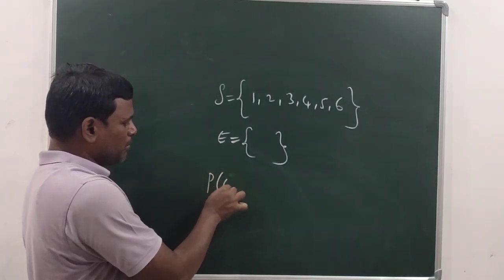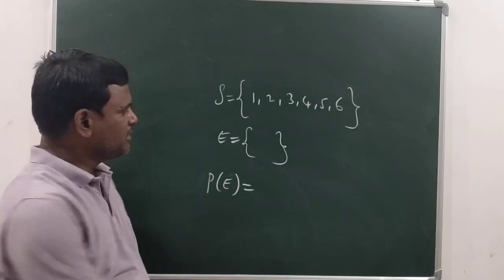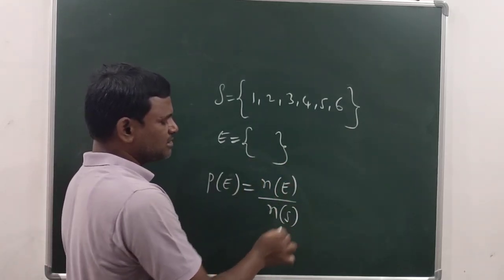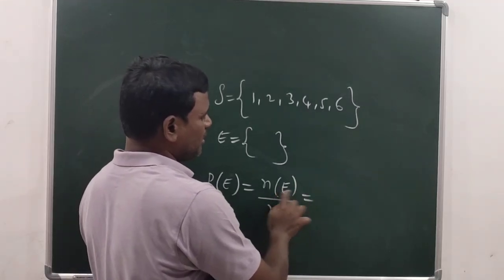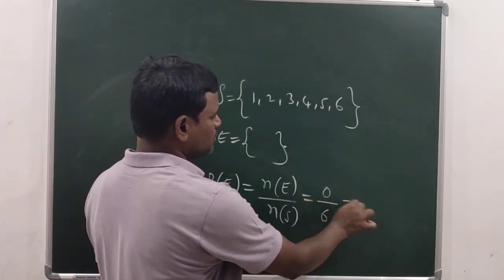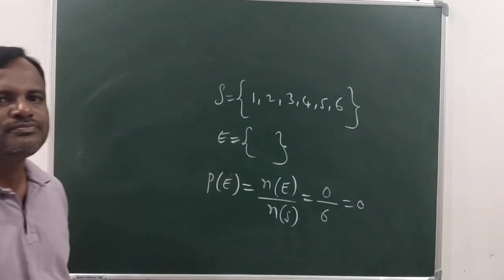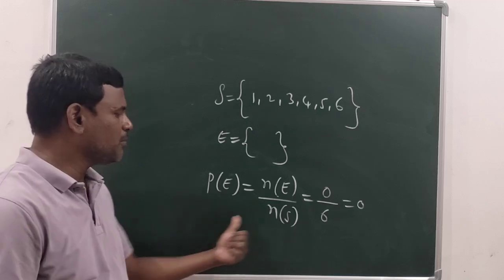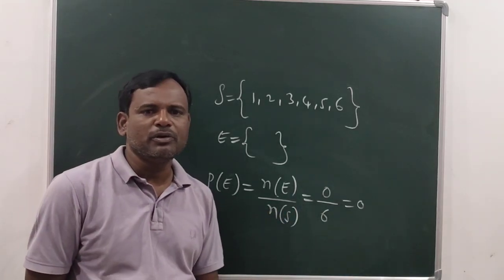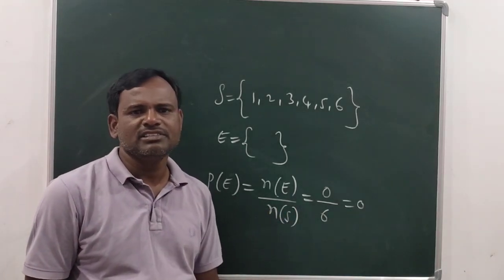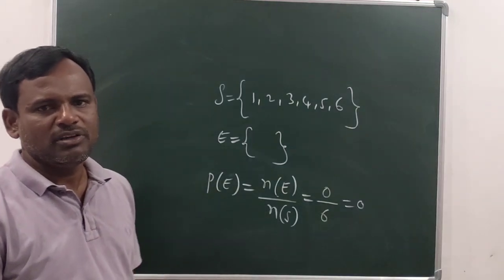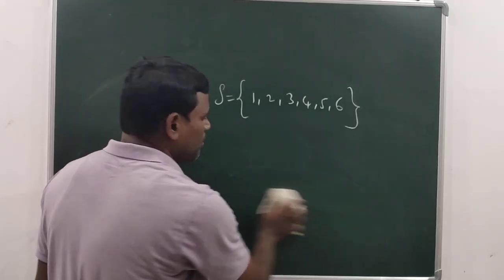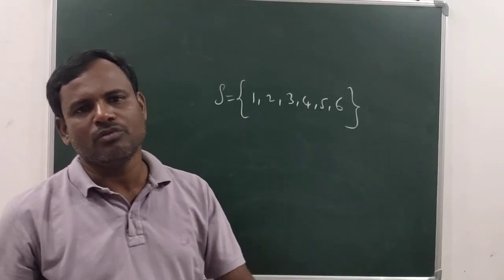Hence find whose probability? P of E. There is no element. Number of elements in E by number of elements in S. Number of elements in the event is 0, by 6. 0 by 6, which is equal to 0. So this is called an impossible event, because its probability is 0, no? If the probability is 0, then such an event is called an impossible event. Remember this.